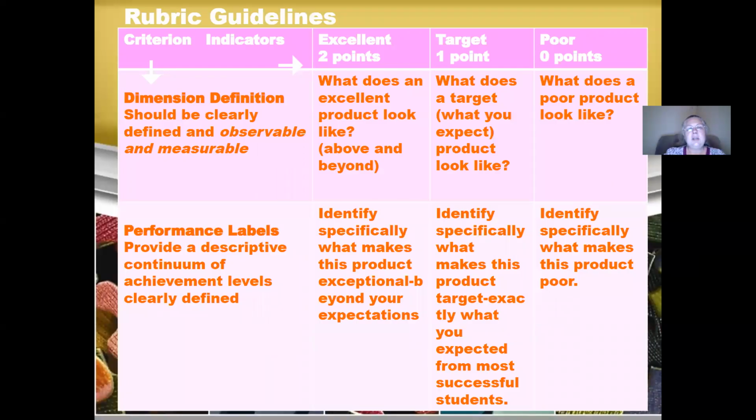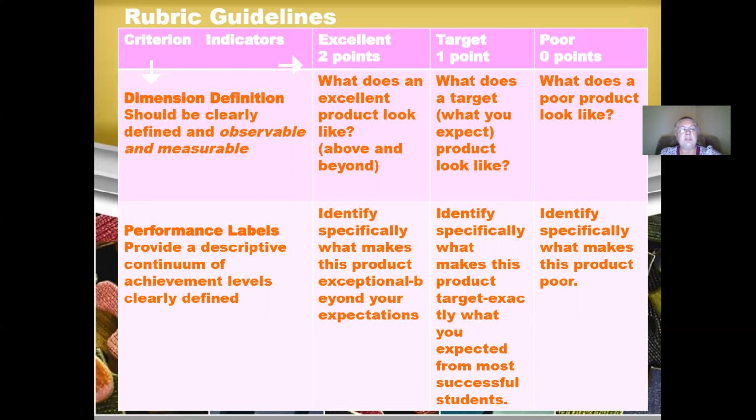Okay. Now, a lot of times our rubrics are more than just 3 or 4 columns and 2 rows. Usually I'd have at least 4 indicator columns, and then I'd have my criterion rows. Criterions are usually in rows. So where it says dimension definition should be clearly defined, then performance labels, description, continuum, that's my criterion. So my top criterion, maybe it is about spelling and grammar.